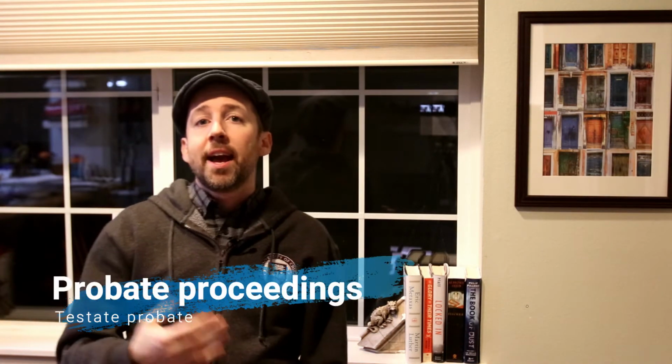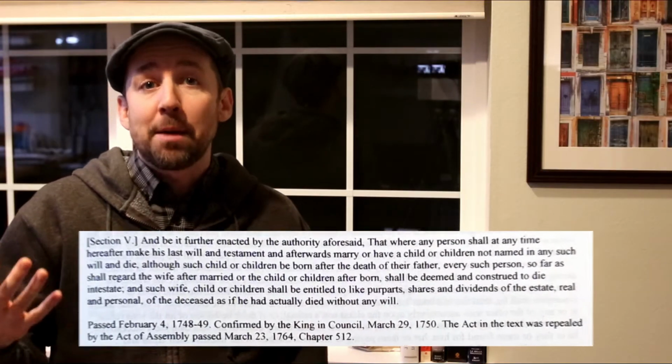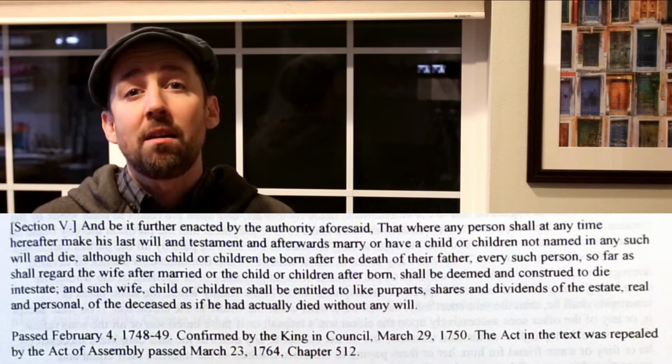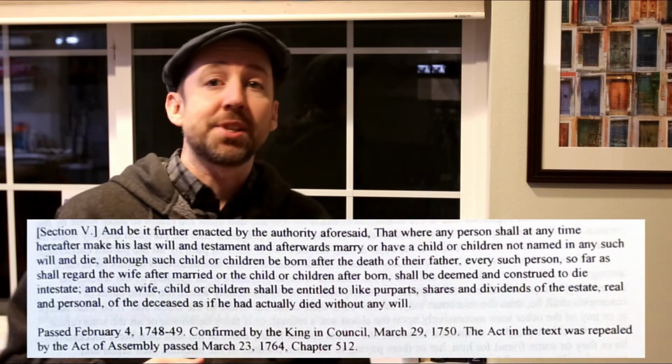Sometimes the execution of a will can go sideways, and you'll find a record of this in probate proceedings. Now, probate proceedings might appear in the same court where a will was proved, but it could appear in a completely different court. For example, if the decedent's spouse was pregnant when the decedent died, state law might render the will invalid. At that point, it would become an intestate proceeding.